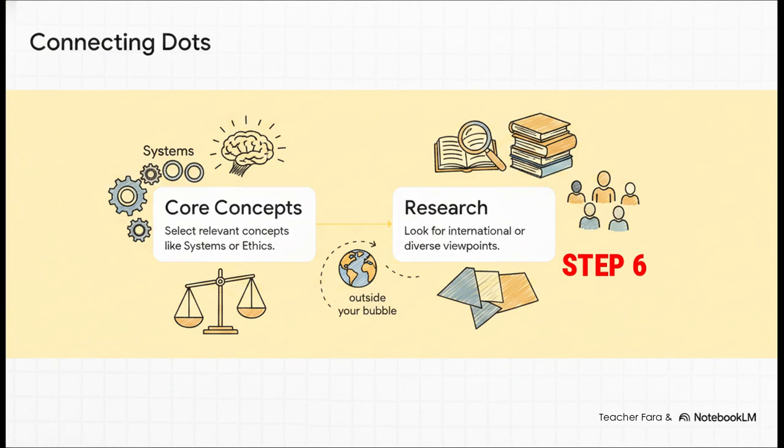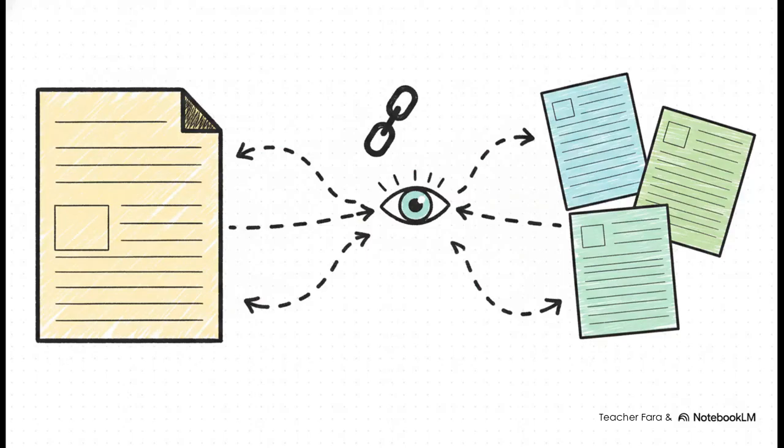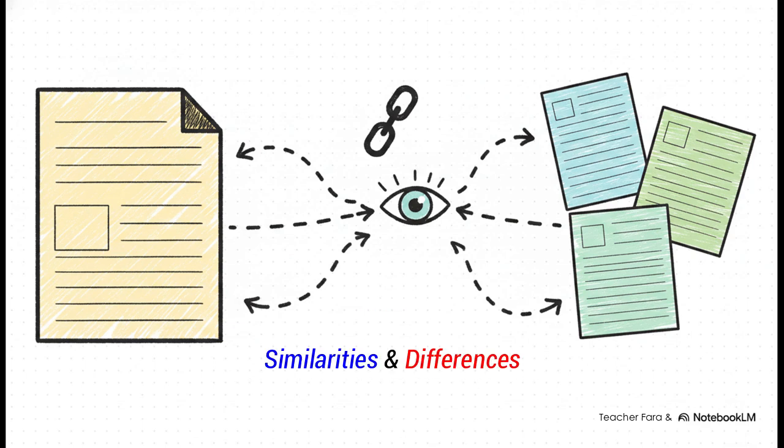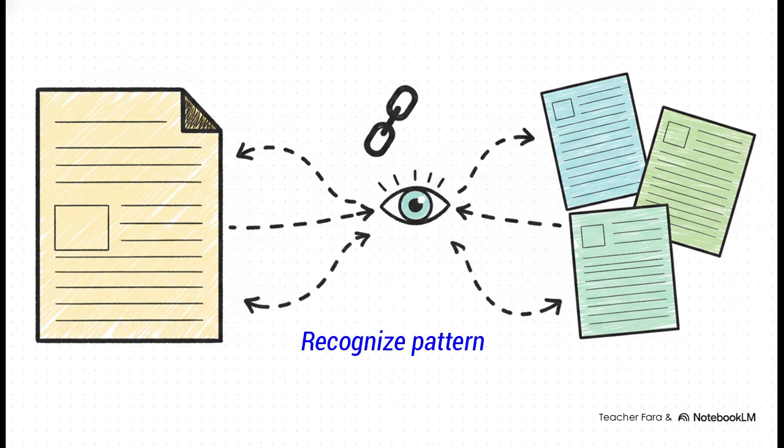You're looking for international or diverse viewpoints that are totally missing from the text, so you can finally see the complete global picture. And that leads us to the final piece of the puzzle, step 7, where you compare this scenario against other news articles. By actively cross-referencing your current story with others, you can easily spot key similarities and differences. It's basically a way to recognize patterns, helping you figure out if you're looking at a random, isolated incident or a much larger, overarching trend.